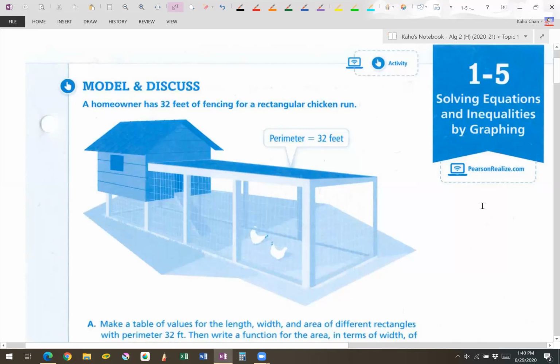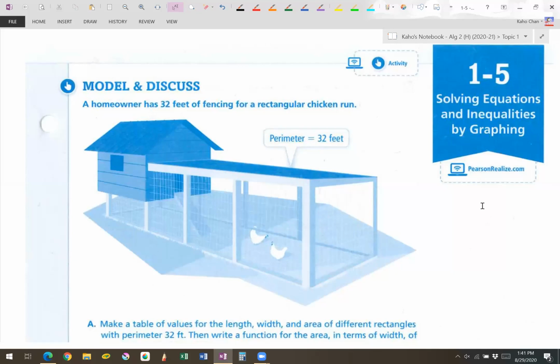We're going to be doing a lesson for Algebra 2, 1-5, solving equations and inequalities by graphing. Please turn your note takers to page 17. If you're following along in your textbook, it's on page 40.